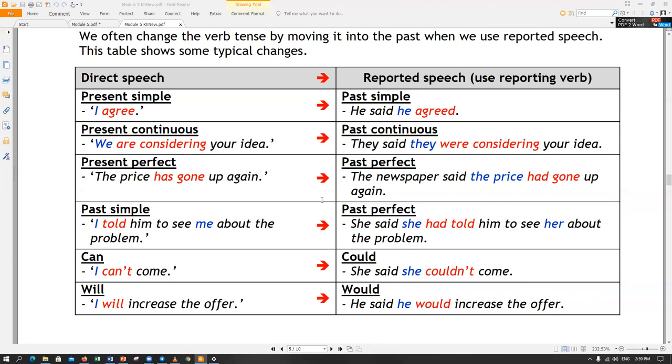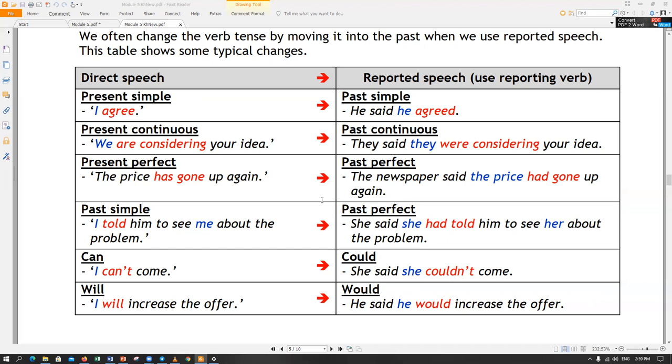Past simple in direct speech: I told him to see me about the problem. In reported speech it changes to past perfect: she said she told him to see her. The verb changes to had told about the problem.